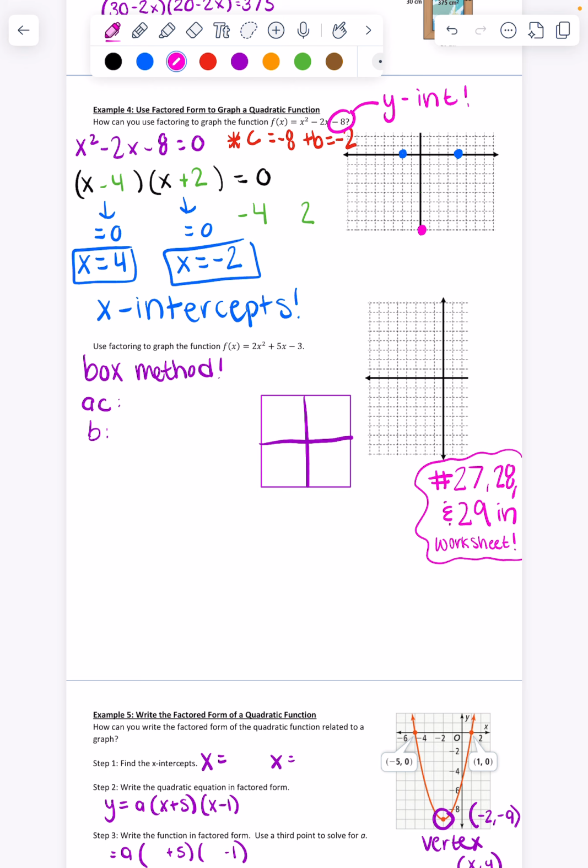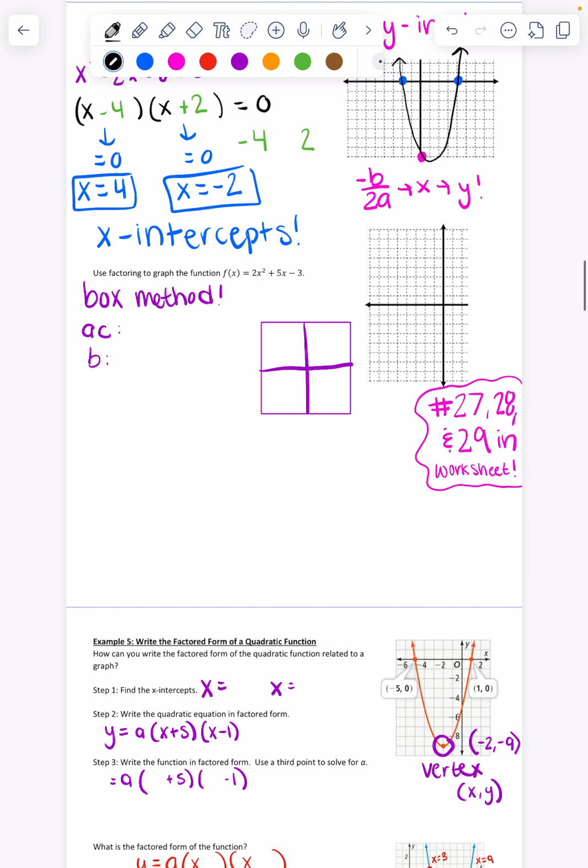Now, to make this graph even more accurate, we could also go through and find the vertex using -b/2a, getting the x value, plugging that back in to find y. But for right now, I think that this is a perfect start. Let's go ahead and draw the shape of our parabola. That u-shape, the y-intercept kind of looks like it's close to the vertex, but it's not exact. The vertex is what makes our u-shape symmetrical. So it'll look something like that, using our x and y intercepts from factored form.